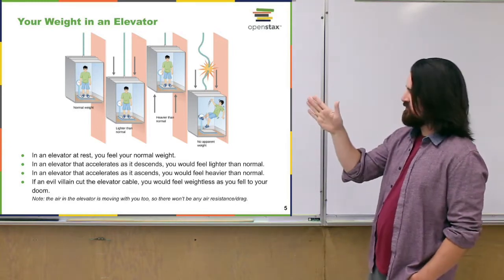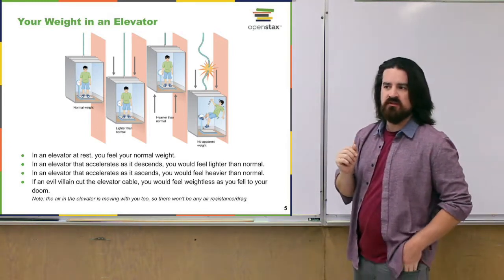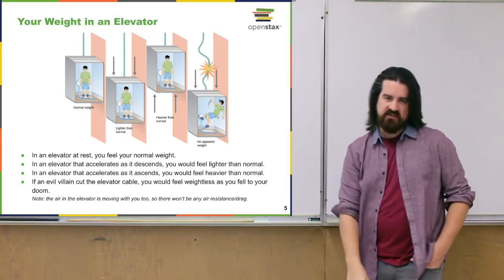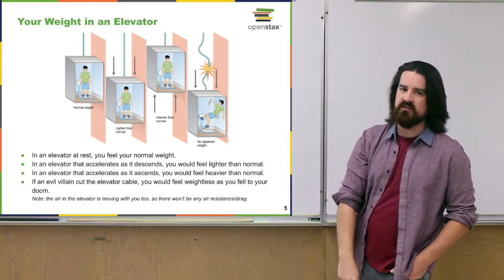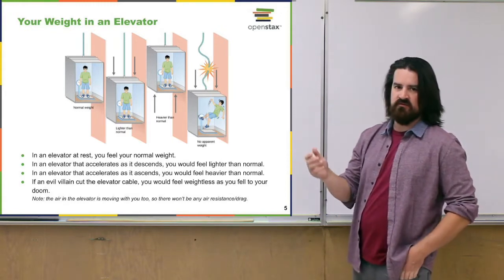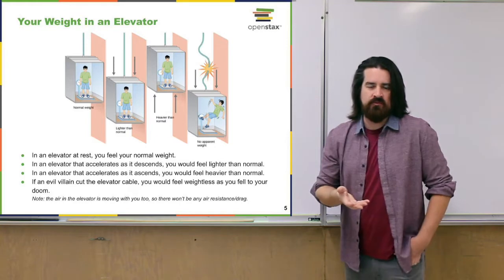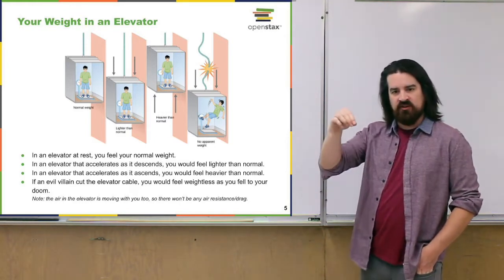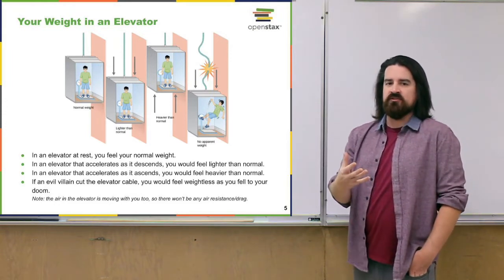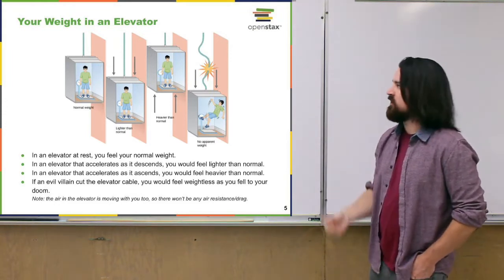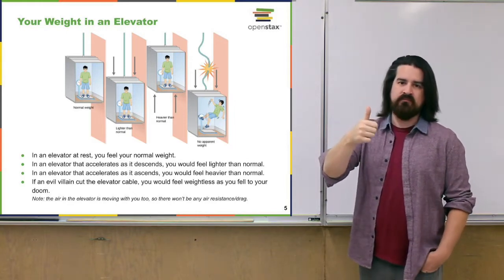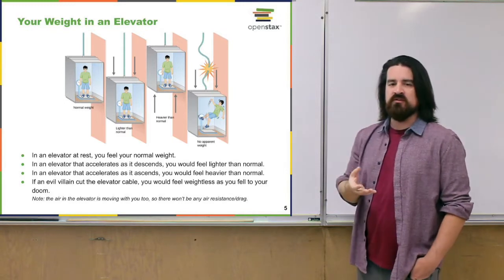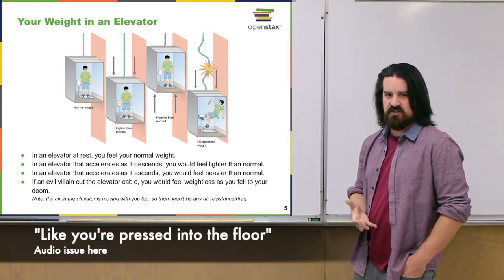When the elevator's not moving, on the left there, you feel just your normal weight. If the elevator starts descending, starts accelerating downwards, then you start to feel a little bit lighter for a moment. If you've ever been in an elevator, you probably have, you know this feeling, right? When the elevator starts to drop down, for an instant your whole body feels a little bit lighter. And the opposite thing happens when the elevator starts to go up, right? Accelerates upward, right? When it starts to move upward, for a moment you feel heavier, right? Like you're pressed into the floor.